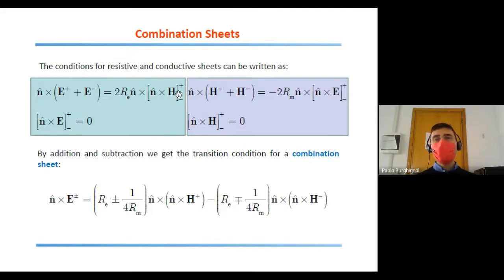Now, in this form, it is easy to combine the two conditions. So by simple addition and subtraction, we get the transition condition that holds for this combined case, depending on the choice of the double signs. So you can see that n vector E, either on the plus or minus side of this combined sheet, is related to the plus magnetic field through these coefficients that mix together the electric resistivity.